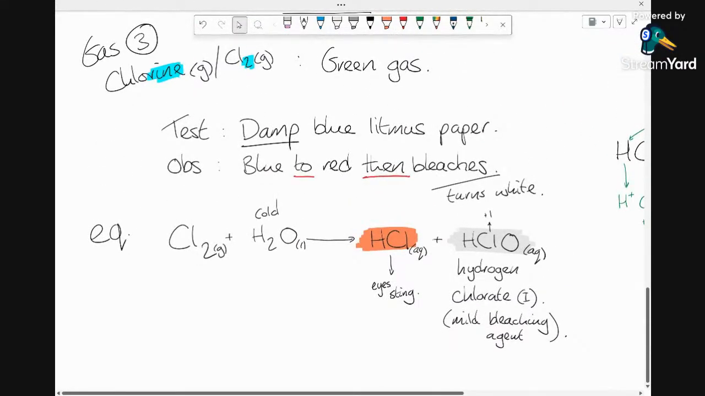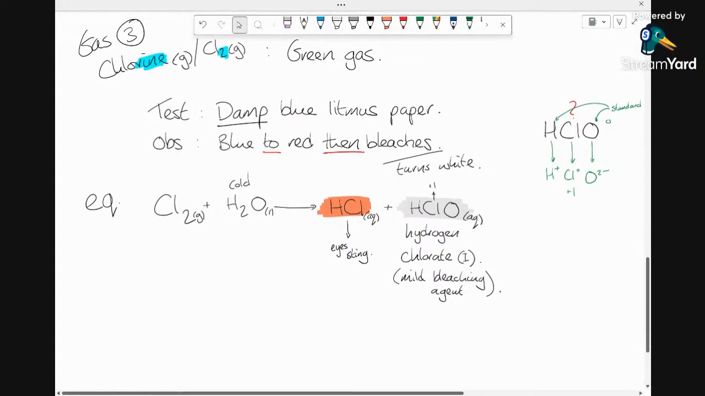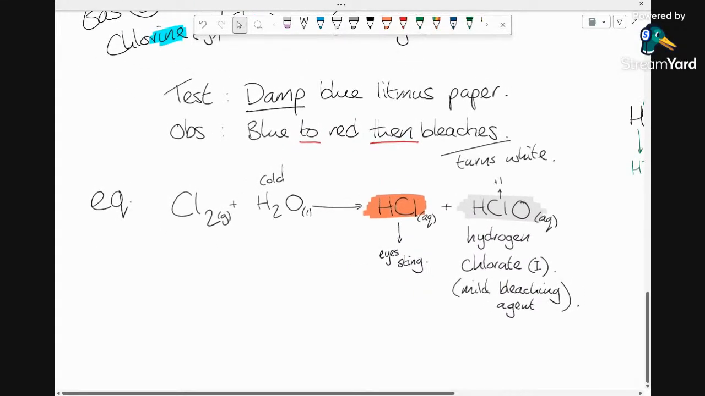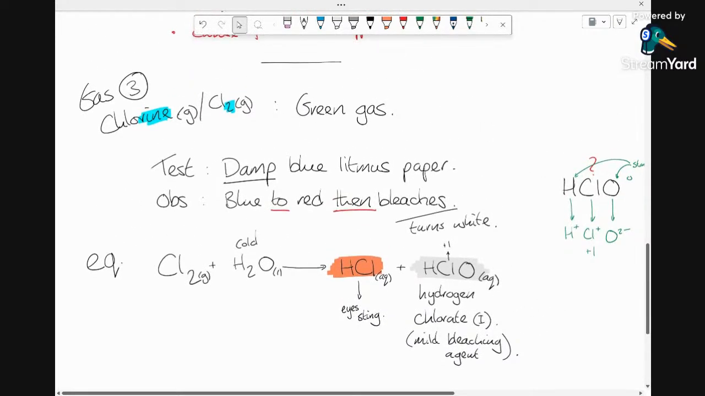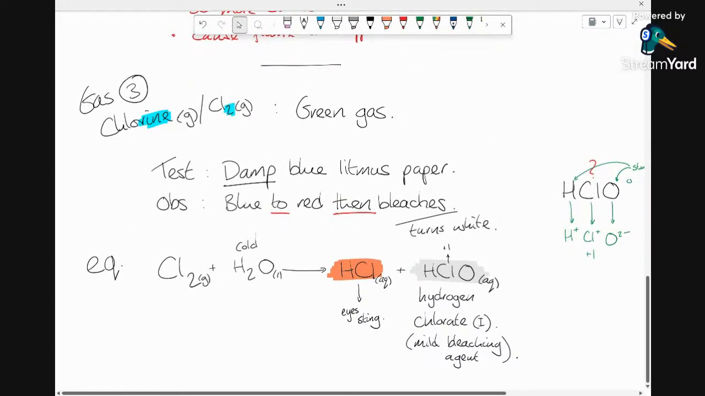As I said, I'm not doing a chlorine lesson. Chlorine does a whole load of other side reactions. When you have cold water in UV light, you don't produce hydrogen chlorate(I). What you do is you produce oxygen gas and HCl in reality. But as I said, it's not a chlorine lesson. This is the one for the chemical test, hence the bleaching. Okay, chlorine done.